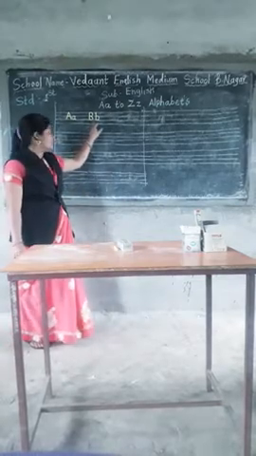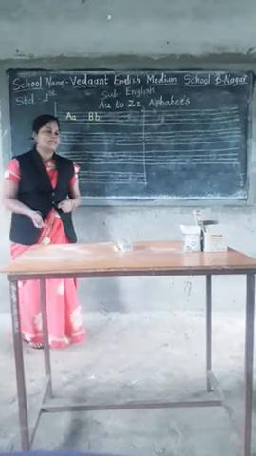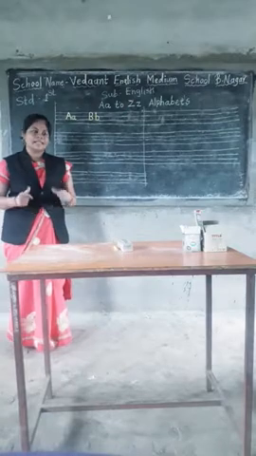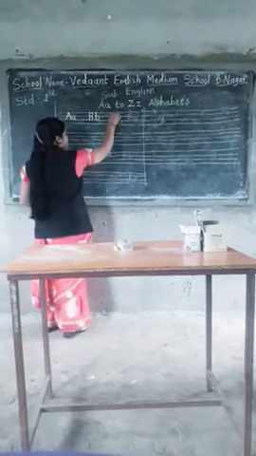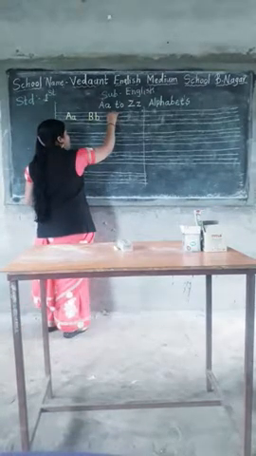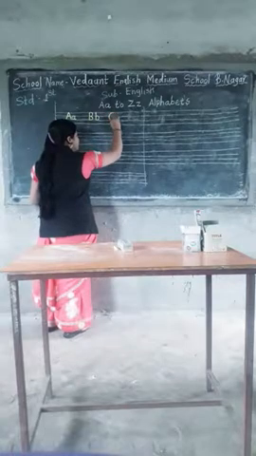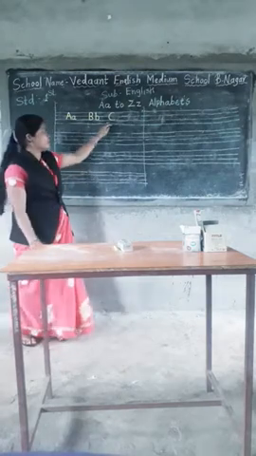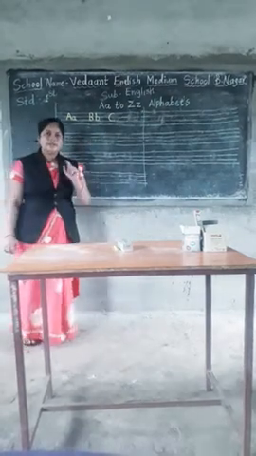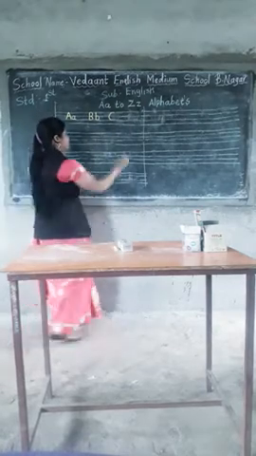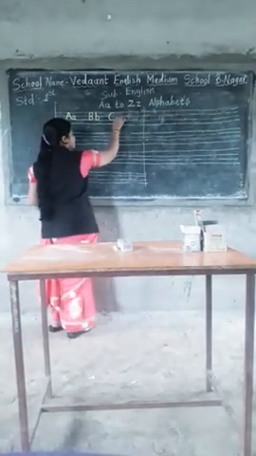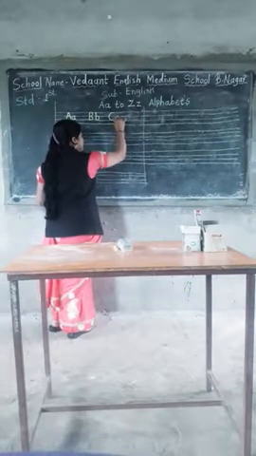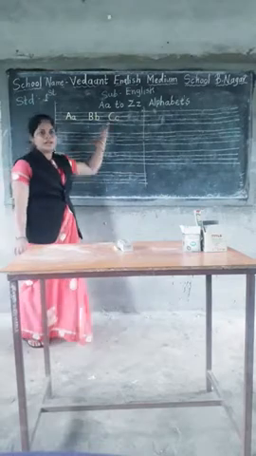So what is the next letter after B? Which is the letter? C. So how to write C? Let's see. Go to the top and draw the C curve. In this way you write the C letter. It is the capital C. So how to write small c? Let's see. Go to the middle two lines and draw like this only. It is the small c.